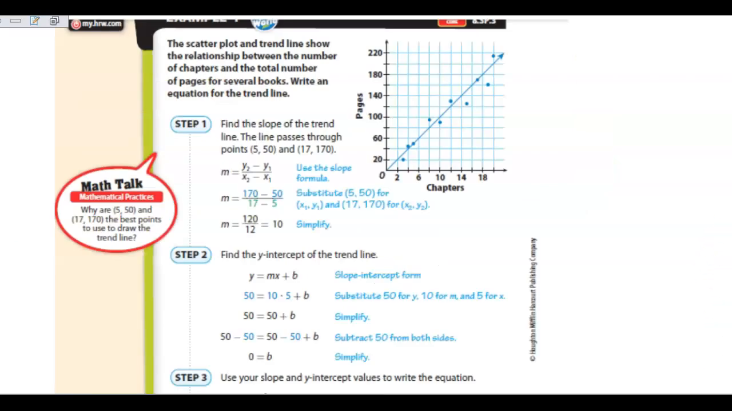All right, so let's take a look at this one. This is example 1. It says the scatter plot and trend lines show the relationship between the number of chapters and the total number of pages for several books. And they want us to write an equation for the trend line. So the first thing you do is you create your trend line. And so they have all the points that they had plotted from our bivariate data, the number of chapters in the book and the number of pages in the book.